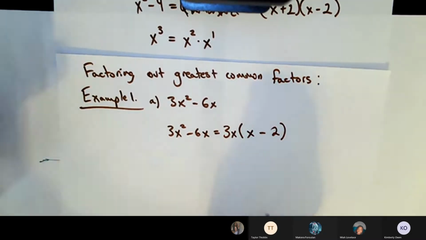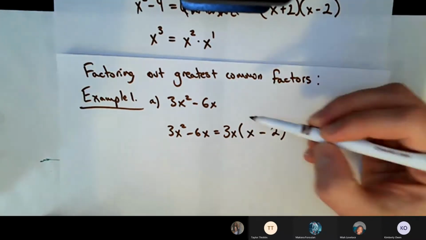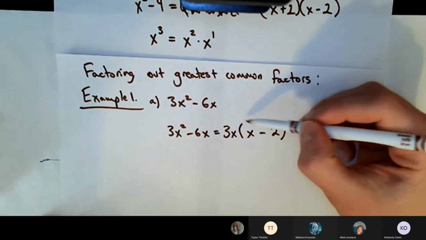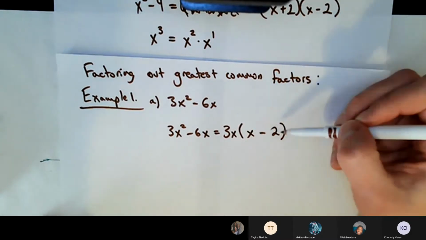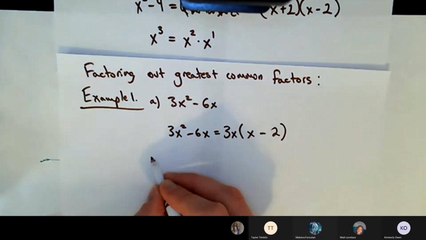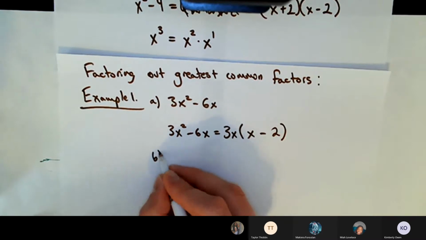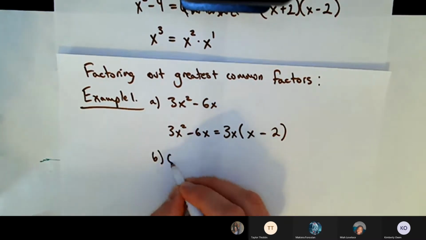Okay. All right, so that is factoring out the greatest common factor. Now, if you want to check your answer, remember you can just use the distribution property here and distribute the 3x to both of these, and you can confirm that you would get back to that polynomial there.